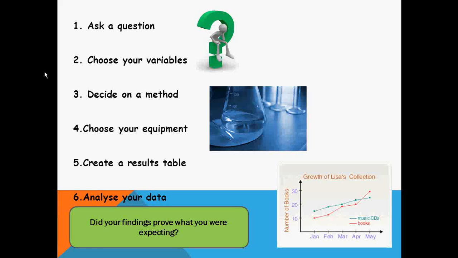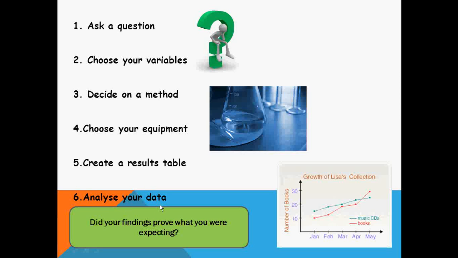Number 4, choosing the right equipment. You've got to make sure that you've got the right equipment needed. And number 5, we need somewhere to actually put our results once we've actually conducted our science experiments as well. So what kind of results tables are we going to need? And finally, number 6, once we've collected some results, we can analyse our results by analysing our data.